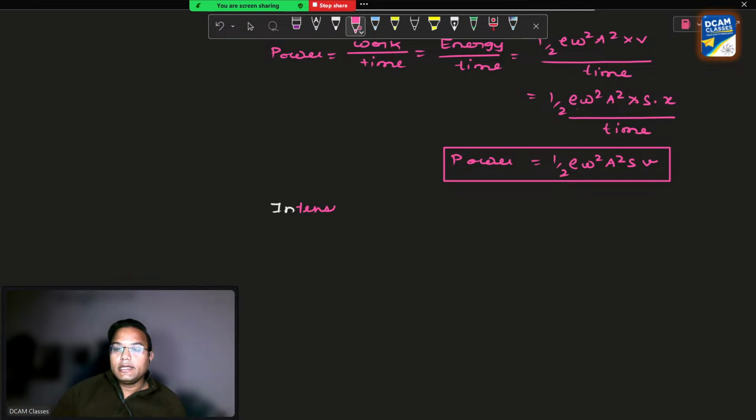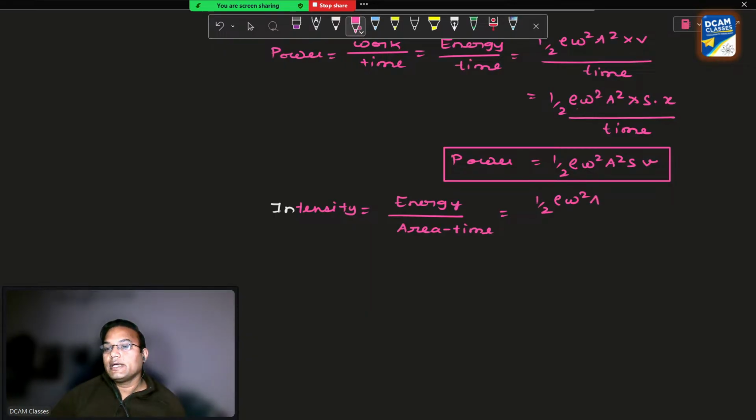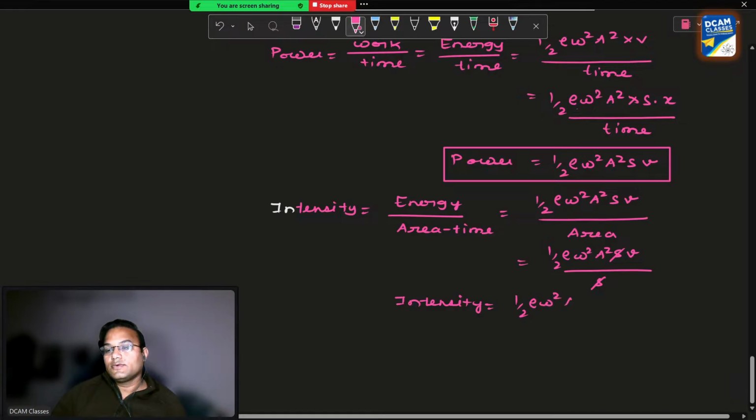Then the third is intensity. Intensity is energy per unit area per unit time. We know energy per unit time is already power. So I'll write half rho omega square A square S into v, power divided by area. Area we have taken as S. So half rho omega square A square S v divided by S. S will cancel. So intensity formula will become half rho omega square A square v.